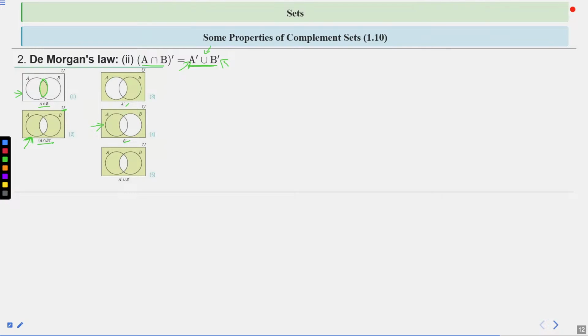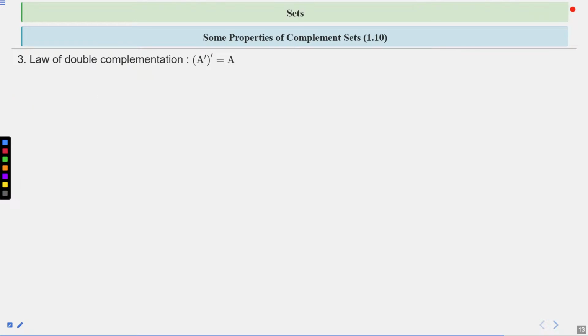So the total shaded region will be this, represented by this fifth diagram. Clear? And this is your A complement union B complement. And if you try to see, both second and this fifth diagram are the same. So we say that A intersection B whole complement is same as A complement union B complement. I hope these two laws of De Morgan are clear to you. Very important.